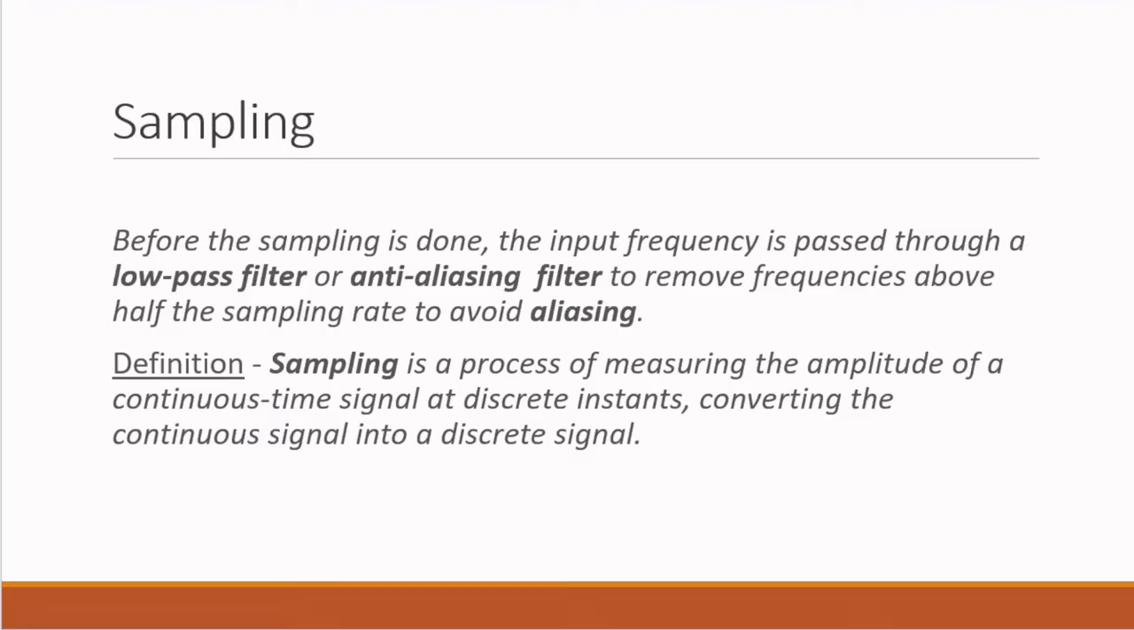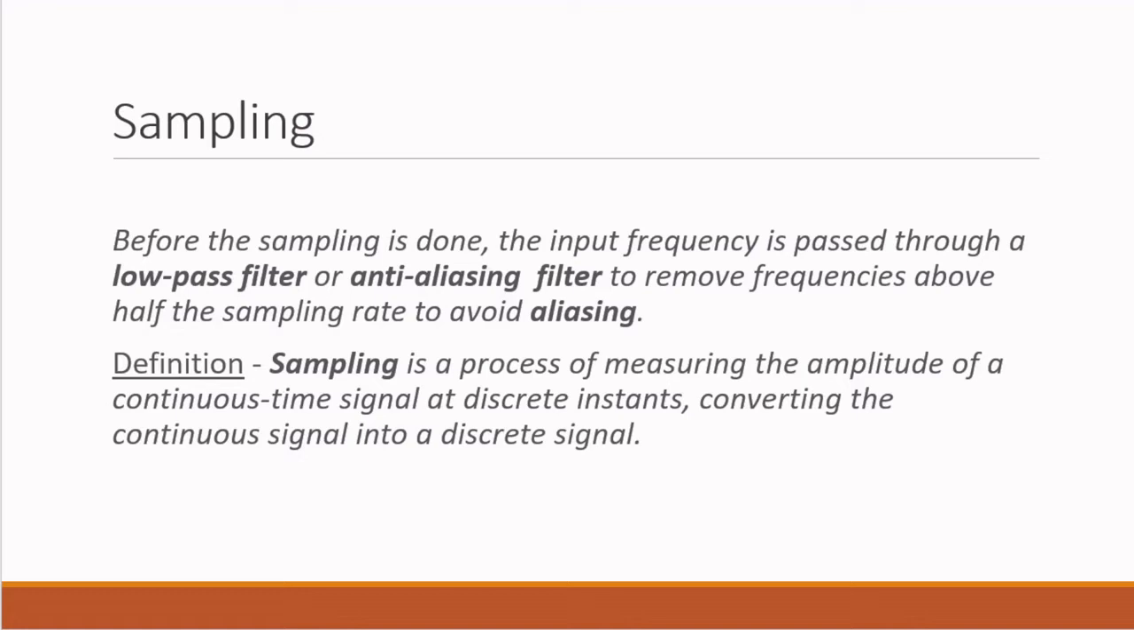Sampling. Before the sampling is done, the input frequency is passed through a low-pass filter or an anti-aliasing filter to remove the frequencies above half the sampling rate to avoid aliasing. We will discuss what aliasing is in detail further in the video. Now, the definition for sampling. Sampling is the process of measuring the amplitude of a continuous time signal at discrete instants, converting the continuous signal into a discrete signal.